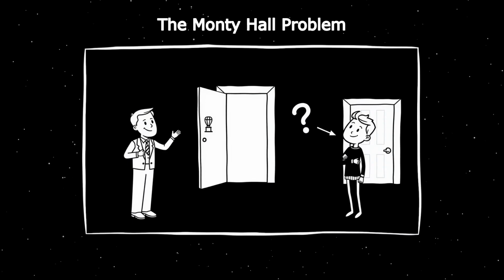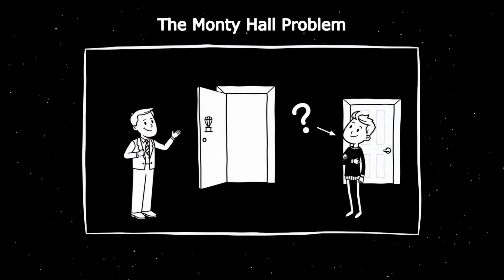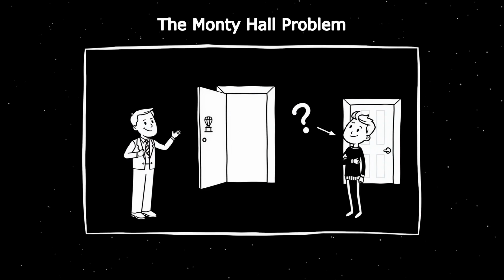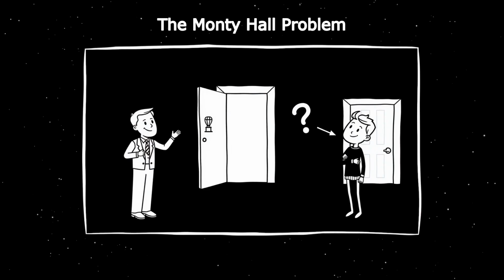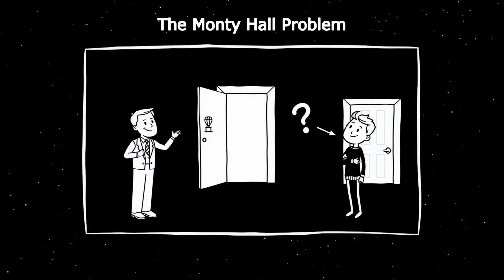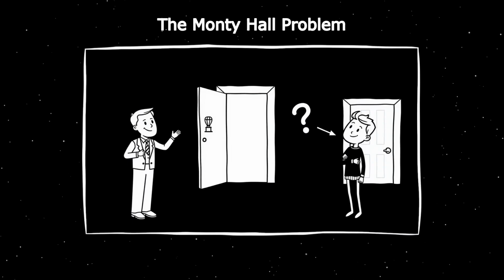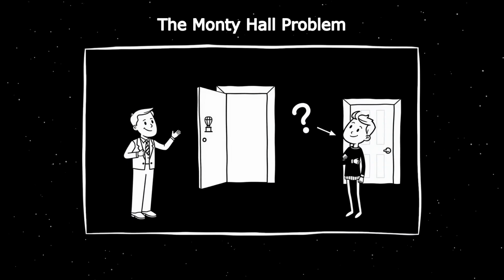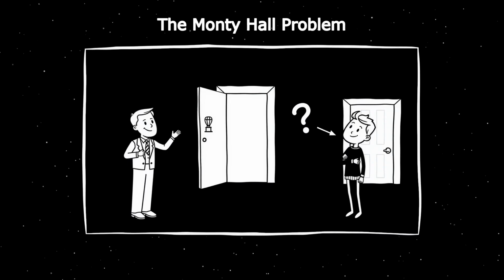The host, Monty Hall, who knows exactly what lies behind each door, will then open one of the remaining doors to reveal a goat. For example, he might open door B, revealing the unfortunate goat that awaits behind it. Now comes the crucial moment. Monty offers you a chance to switch your choice to door C, or stick with your original choice, door A.